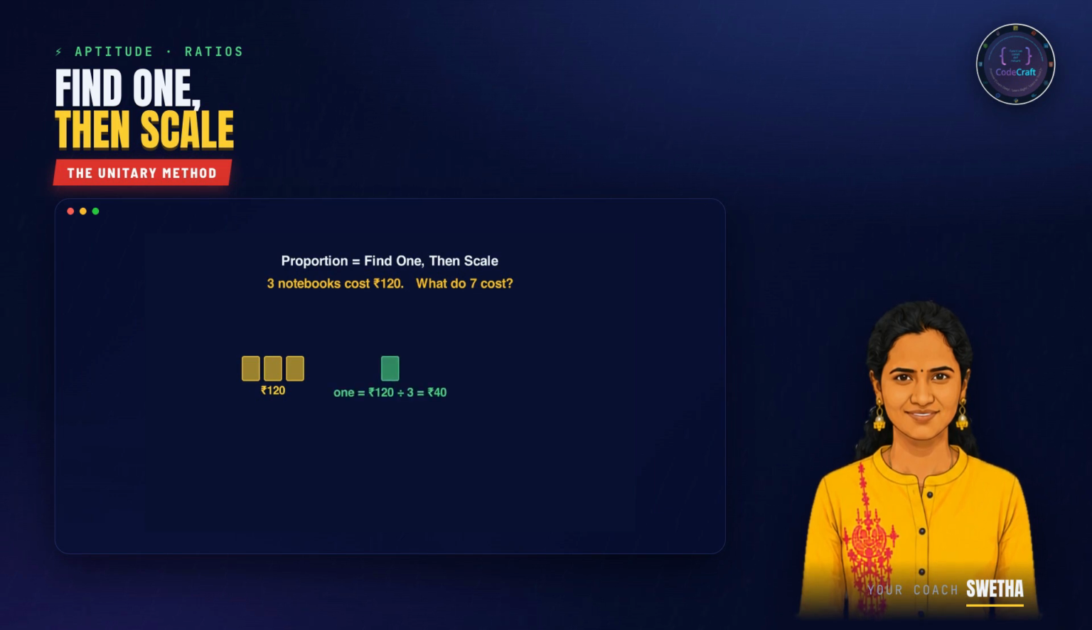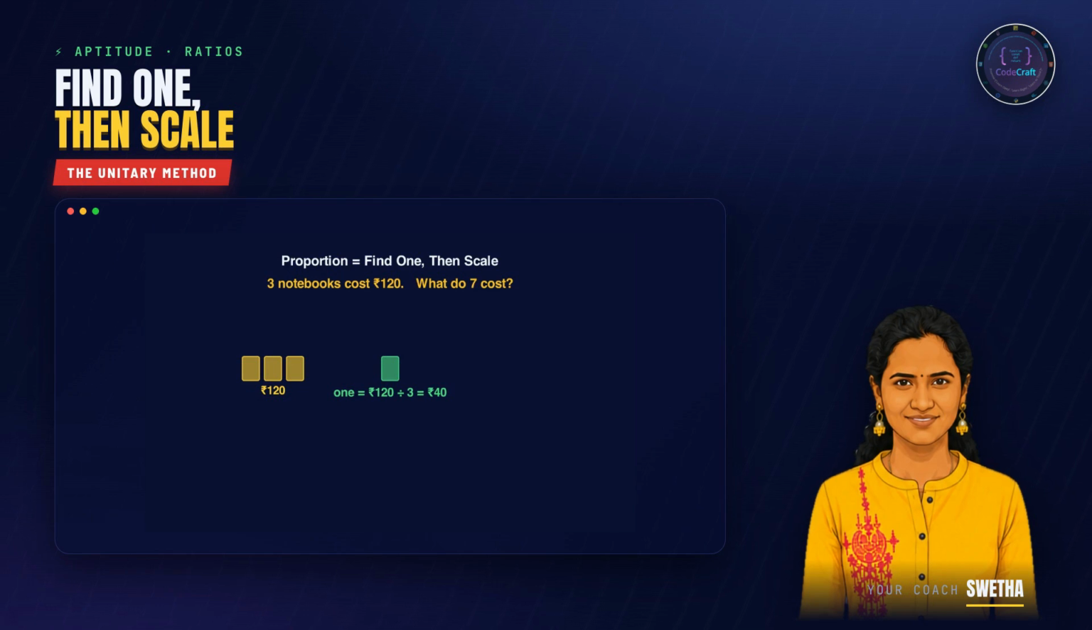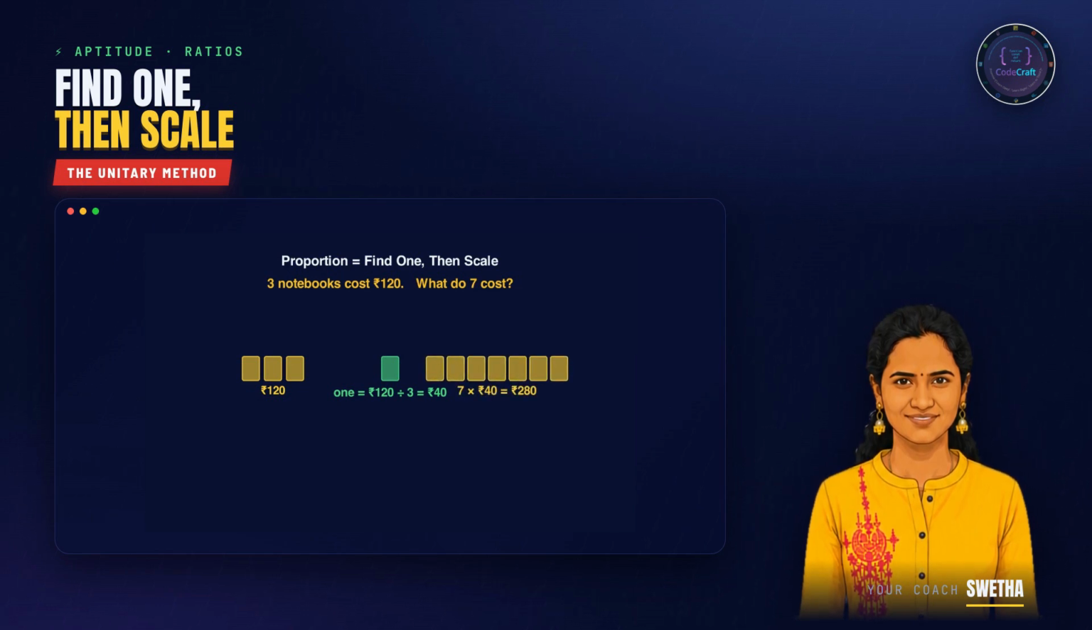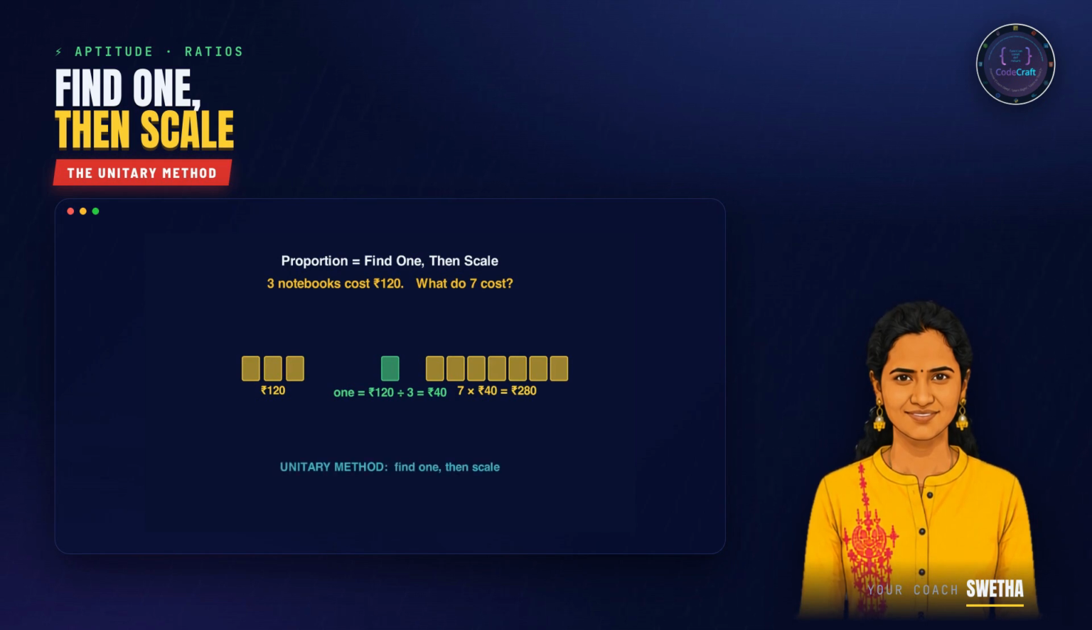Find 1 first. 1 notebook is 120 divided by 3. That is 40 rupees. Now 7 notebooks. 40 times 7 is 280. That is the unitary method. Find 1, then scale. Let us do 1 more, so it truly sticks.